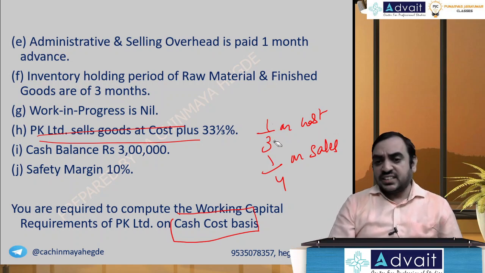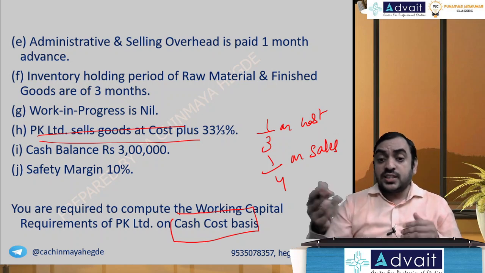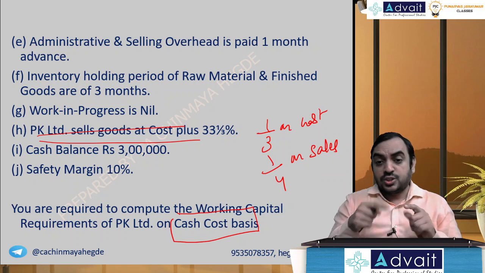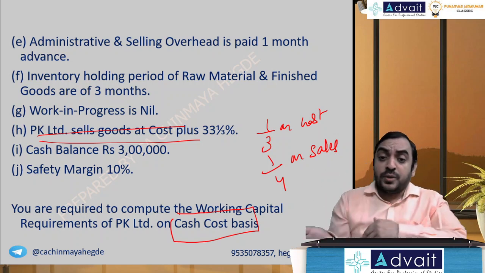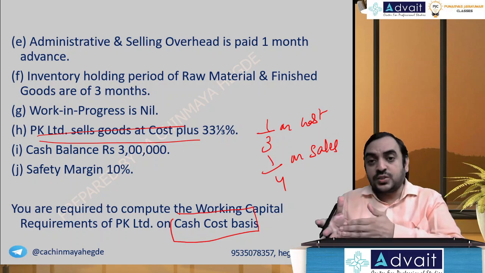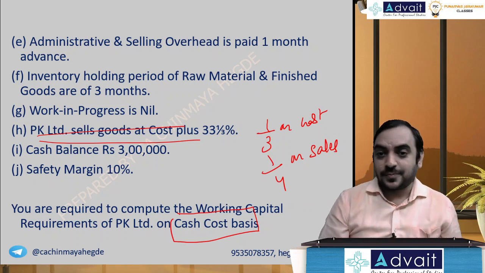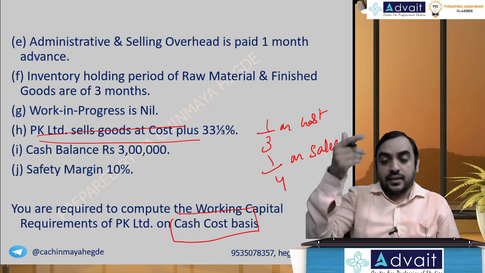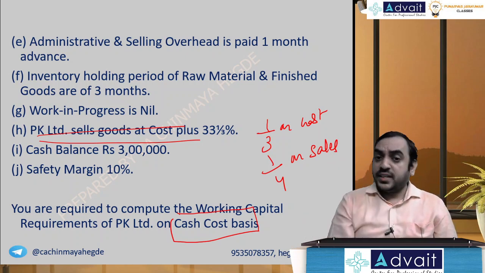So we have sales information. I hope you know how to convert on cost into on sales. On cost to sales means that one is added. So 1/3 became 1/4. From on sales to on cost, 1/4, I have to subtract 1. So you add 1, you move from cost to sales. You subtract 1, you move from sales to cost. Basically, you're adding the numerator to the denominator, or you're subtracting numerator from the denominator.